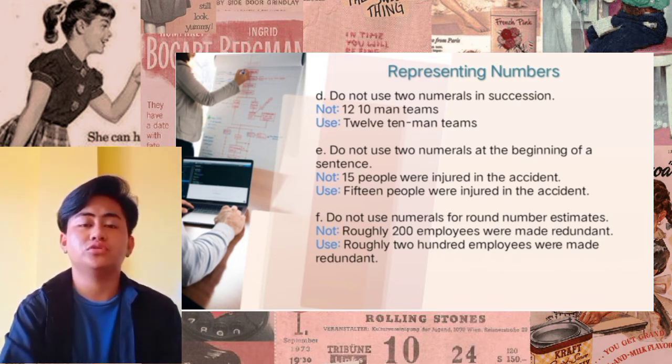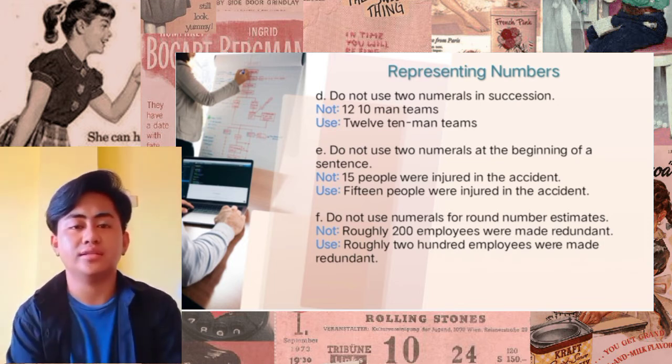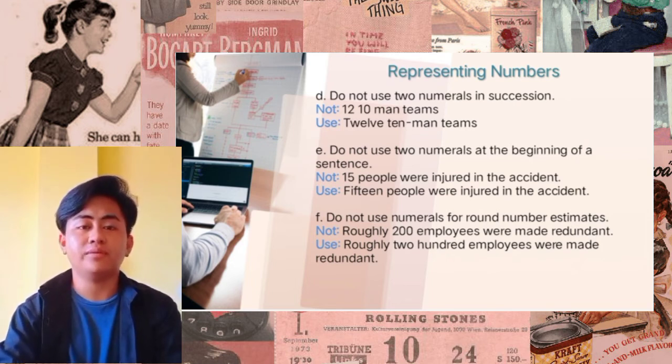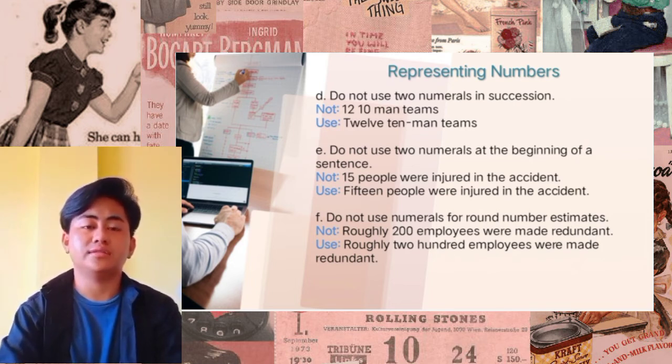Do not use numerals at the beginning of a sentence. So, pag sa simula ng sentence, dapat hindi siya naka-numeral. Kailangan naka-spell out siya. For example, 15 people were injured in the accident.